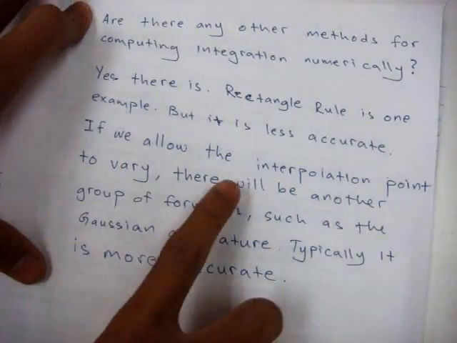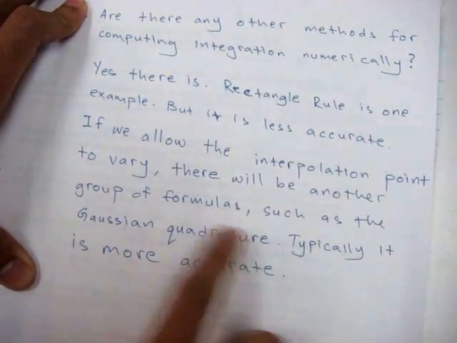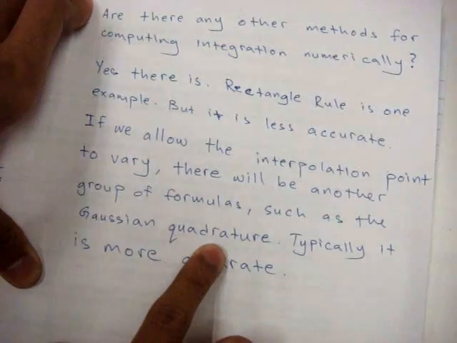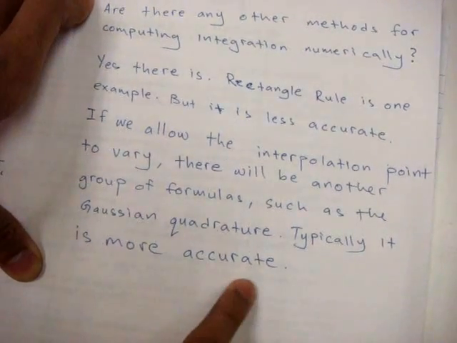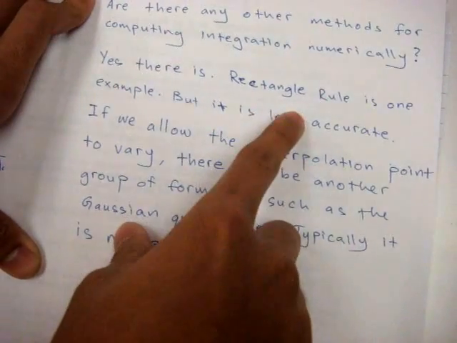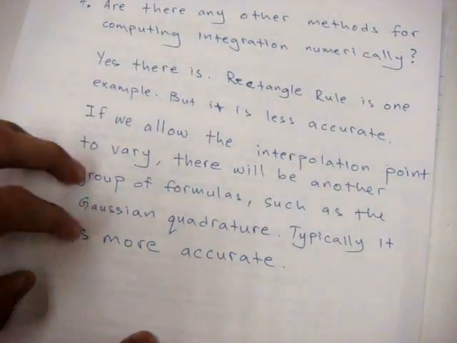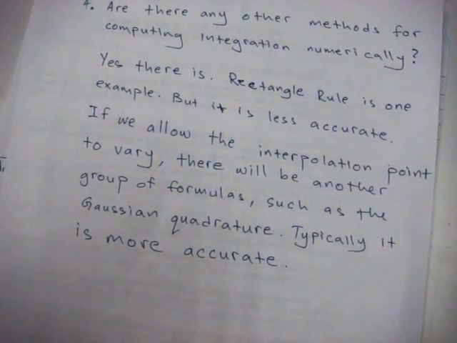And if we allow the interpolation points to vary, there will be another group of formulas, such as the Gaussian quadrature. Typically, it is more accurate compared to the rectangle rule, the Simpson's rule, and the trapezoidal rule, which are called the Newton-Cotes formulas.